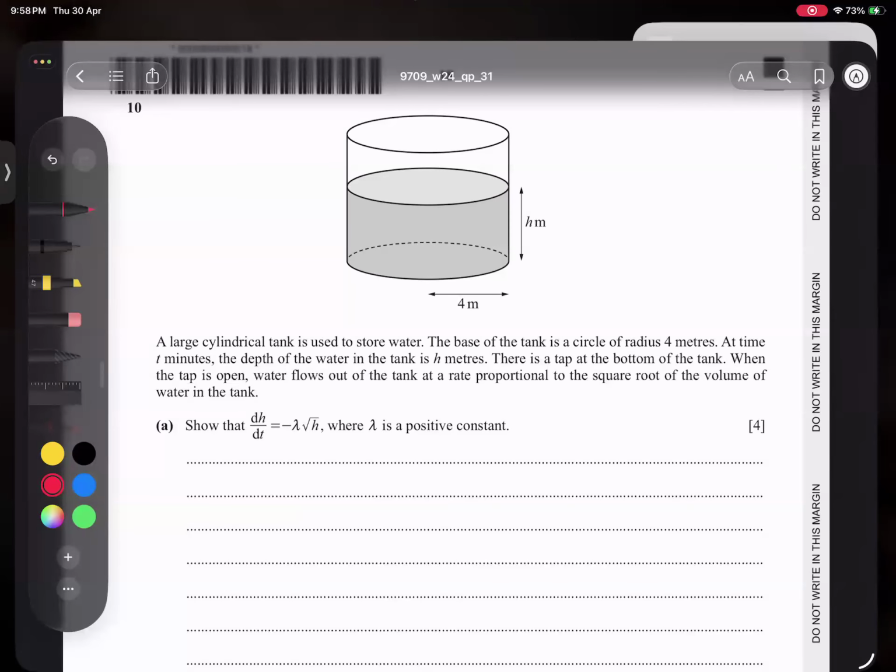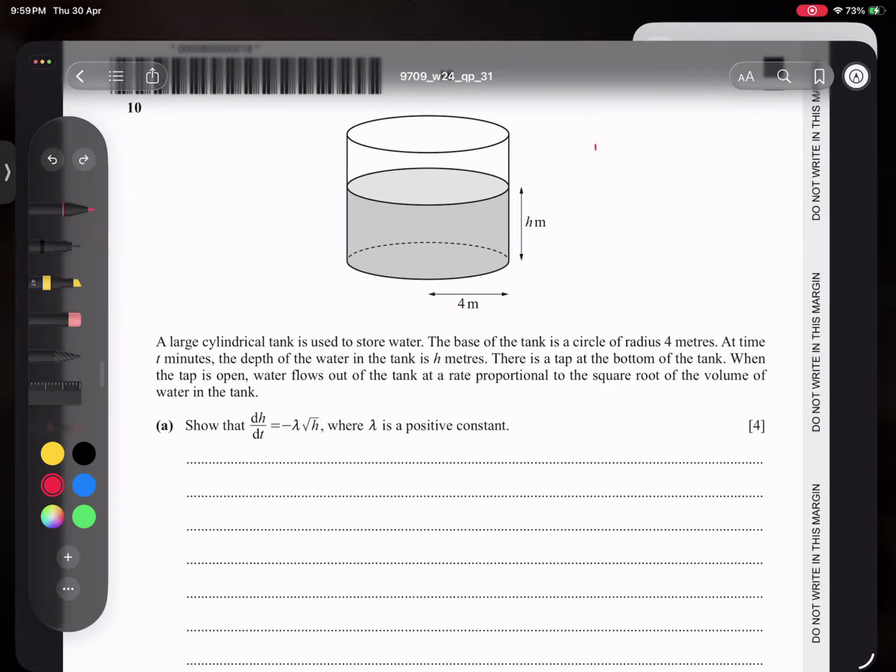Question number 10, students. A large cylindrical tank is used to store water. The base of the tank is a circle of radius 4. And at time t minutes, the depth of water in the tank is h meters. You can see. And there is a tap at the bottom of the tank. When the tap is open, the water flows out of the tank at a rate proportional to the square root of the volume. Let me write it again.